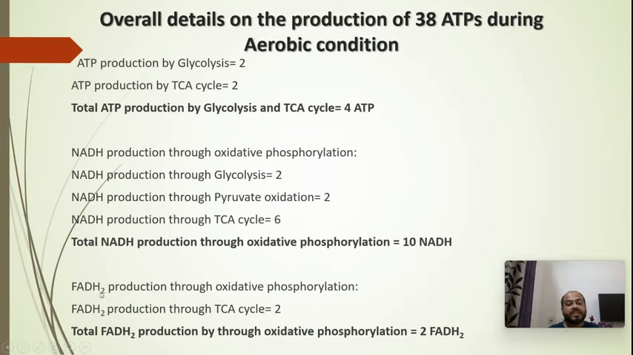Now, what about FADH2? Another reducing coenzyme which is produced through oxidative phosphorylation. If you recall, FADH2 produced through the TCA cycle is 2. So 2 FADH2 are produced during the TCA cycle. The total FADH2 production through oxidative phosphorylation is 2. Fine. So the total number of ATP production during glycolysis and the TCA cycle is 4. Total NADH production through oxidative phosphorylation is equal to 10. Total FADH2 production through oxidative phosphorylation is equal to 2.